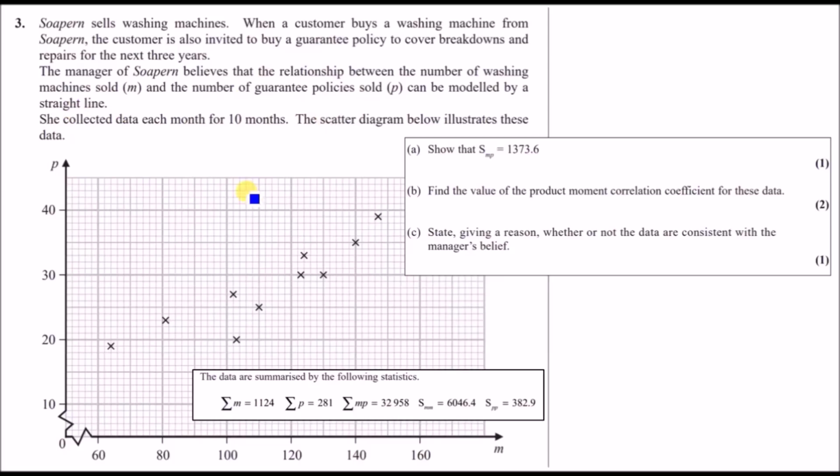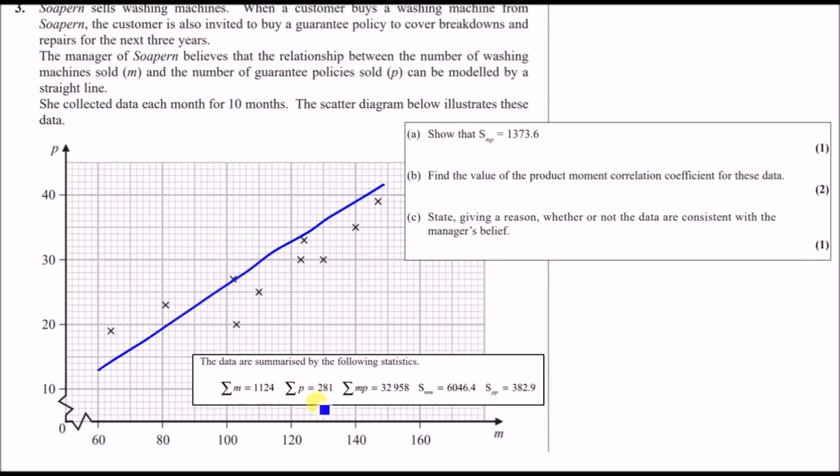Now, what this is telling us actually, guys, yeah, that looking at the data set below, we can see that all the points appear to be moving at positive correlation. So the manager believes that this can be modeled by some kind of linear straight line. Now, furthermore, she says that she collected data each for 10 months. So in other words, 10 different data points. The scatter diagram below illustrates these data. Now the data below is also summarized below here. So data summarized by the following statistics.